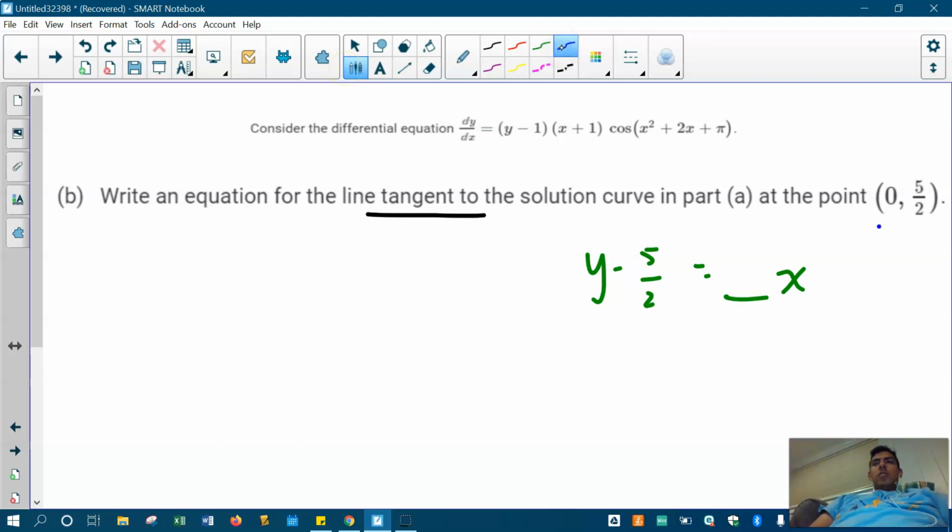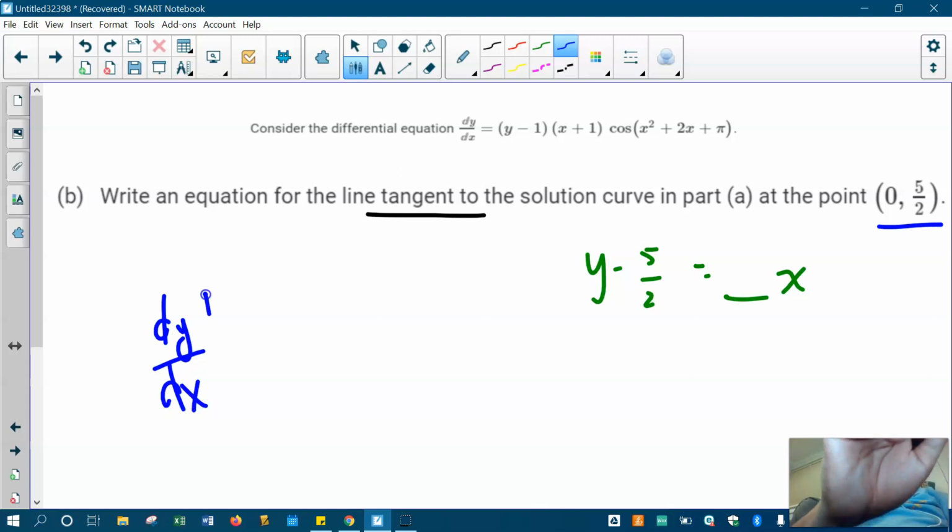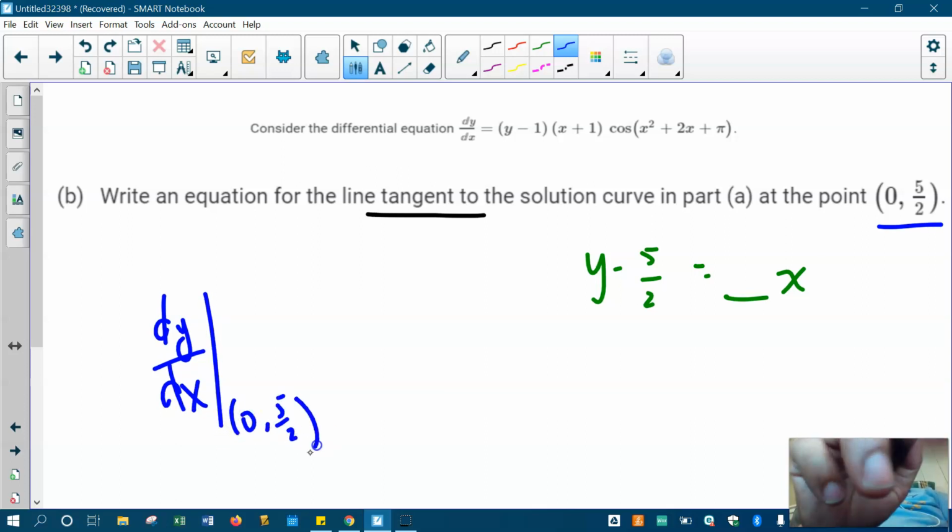Let's go and plug in 0, 5 over 2 into dy/dx. Eleni, remember there's a way to write it. Eleni hates that I have to write it. We have to write it this way. She almost killed me when I did that one time in class.